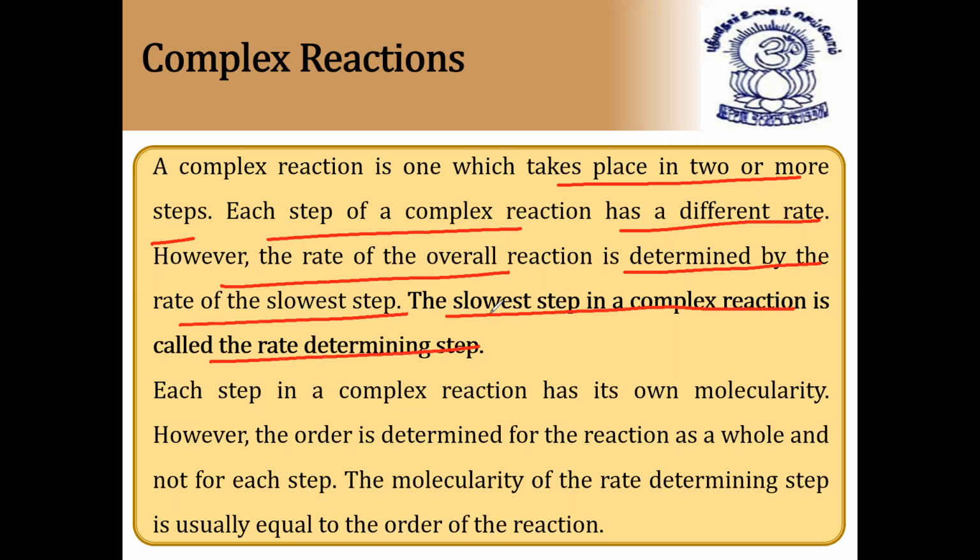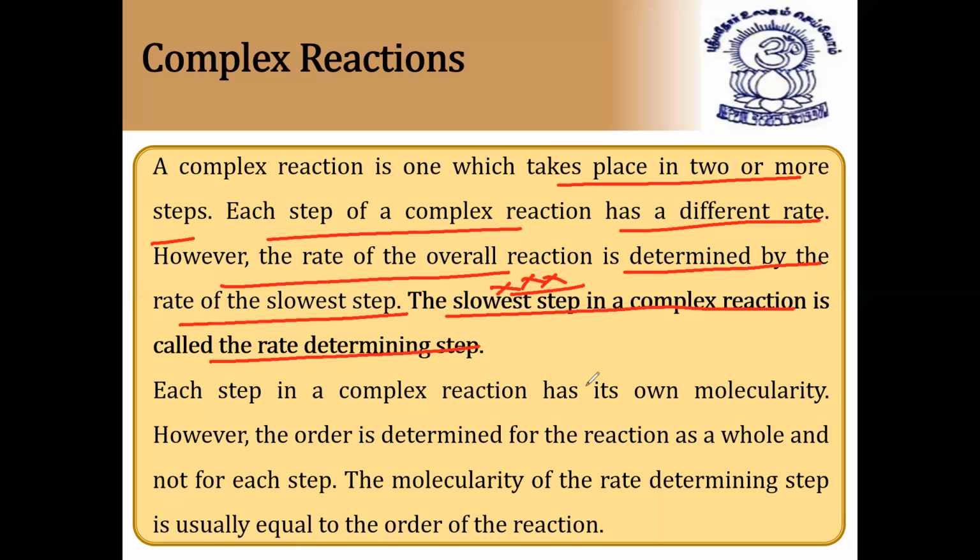So for example, if a reaction takes place in three steps, and in all the three steps we have different rates, obviously they have different rates. And in that, how to consider the rate determining step? The slowest step is called, very important, so the slowest step only we'll consider. It is called the rate determining step.